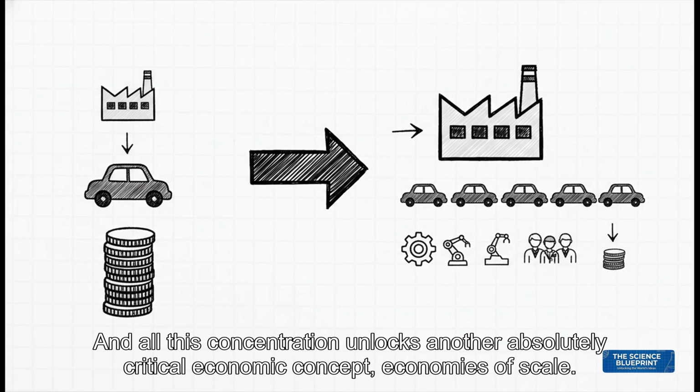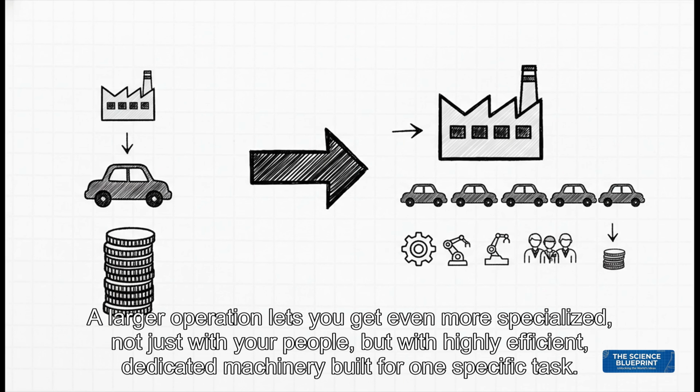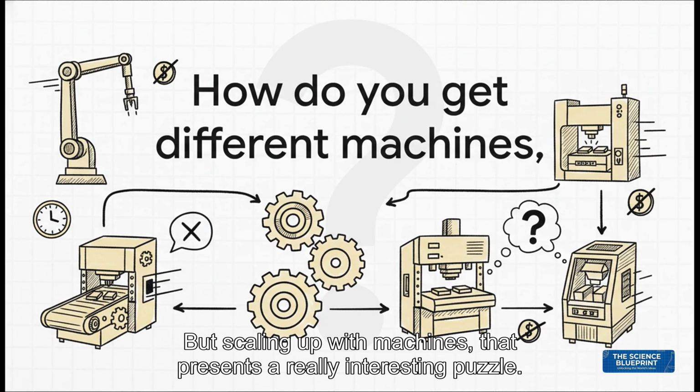And all this concentration unlocks another absolutely critical economic concept: economies of scale. In plain English, it just means that as you get bigger, the cost to produce each individual item can go down. A larger operation lets you get even more specialized, not just with your people, but with highly efficient, dedicated machinery built for one specific task. But scaling up with machines, that presents a really interesting puzzle.